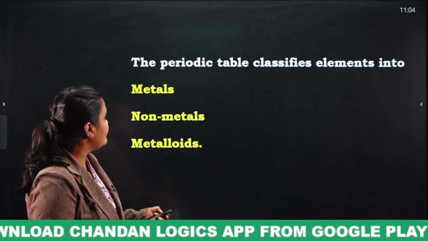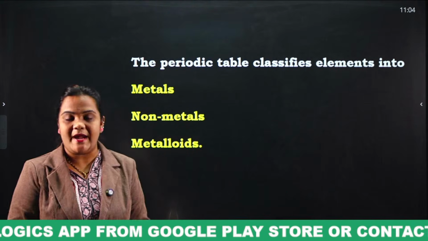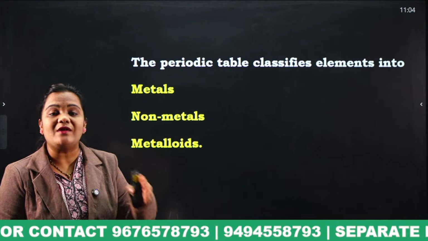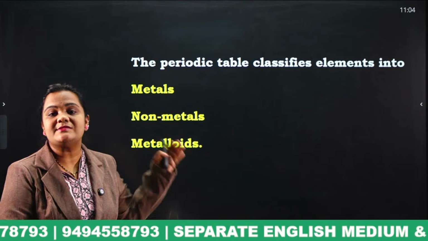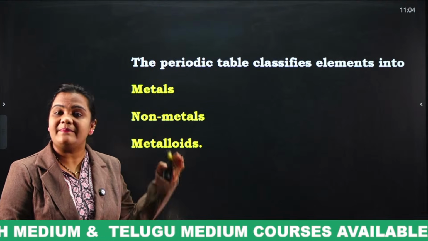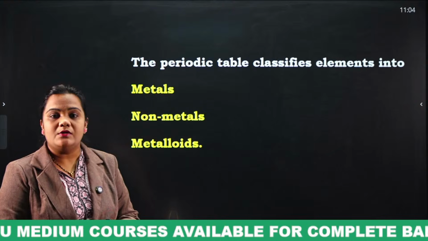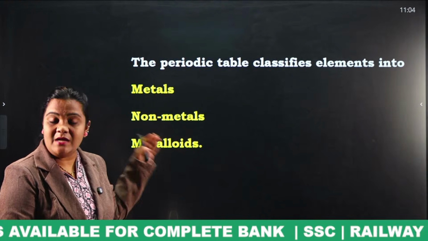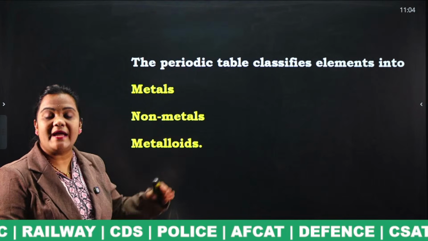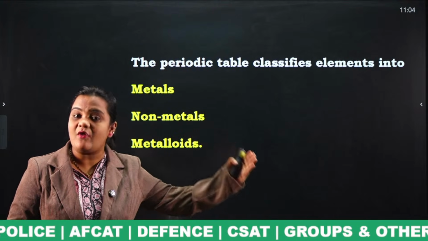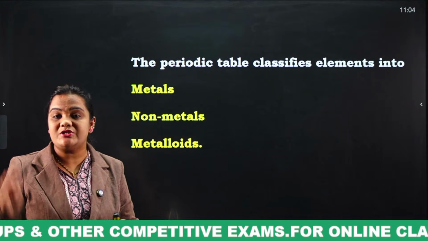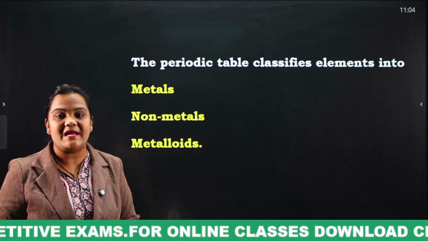Actually, we have the periodic table, right? The periodic table consists of how many elements, students? 118 elements. Those 118 elements consist of metals, non-metals, metalloids, and radioactive elements. The elements present on the left side of the periodic table are considered metals, and the elements on the right side are considered non-metals. The elements in the zigzag position between the metals and non-metals are considered metalloids.